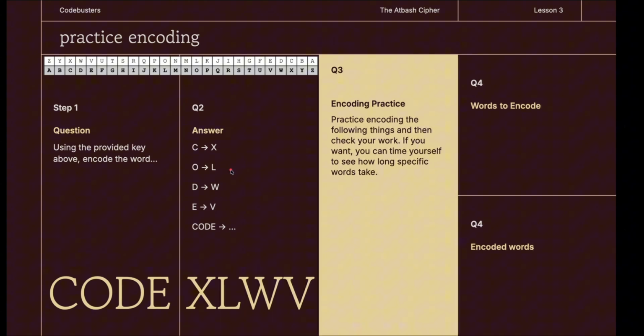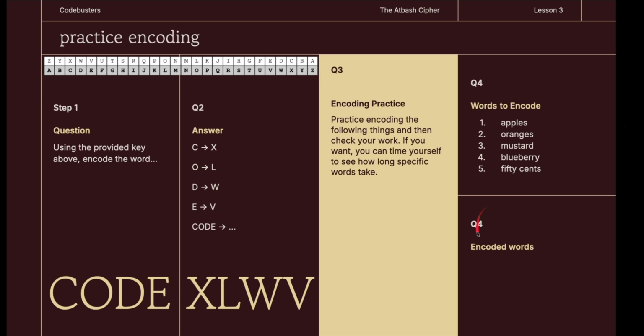Now I have a few more words if you want to practice encoding. The first word is apples, the second word is oranges, the third word is mustard, the fourth word is blueberry, and the fifth word is 50 cents. If you want, you can pause the video to encode all of these. Now we'll be going over the answers.